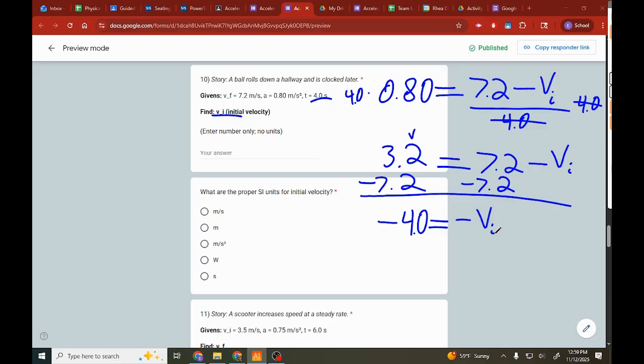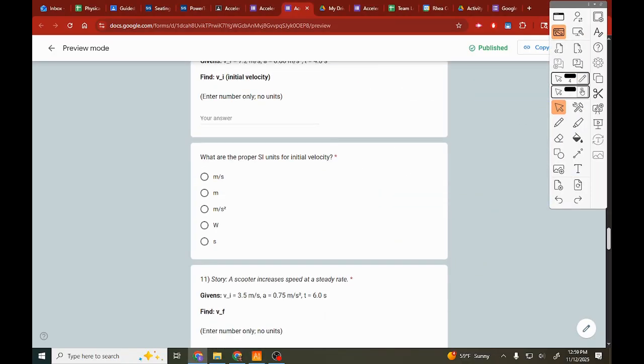So here, there's a few ways you can think of it. I always think of it as just multiplying everything by -1, which will turn this into a positive 4.0, turn this into a positive VI. Slap on our units, meters per second, toggle the right units, and we're good to go. Number 11.